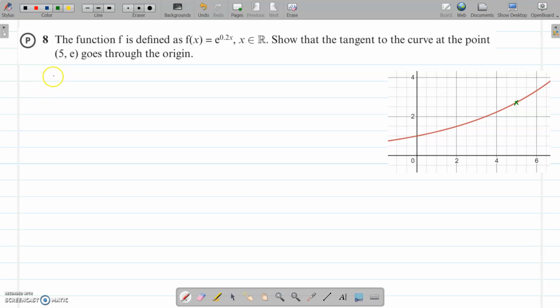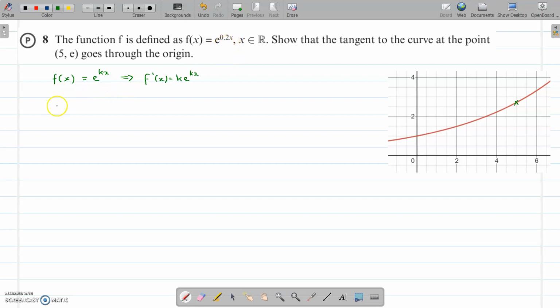Now it is a fact that if f of x is e to a power of x, so it could be e to the kx in general, where k is a constant, then f dashed of x, the derivative, is given by k e to the kx. That's one of the definitions that you can use, and it's given in the textbook. So using that, we can see that in this case our k is 0.2.